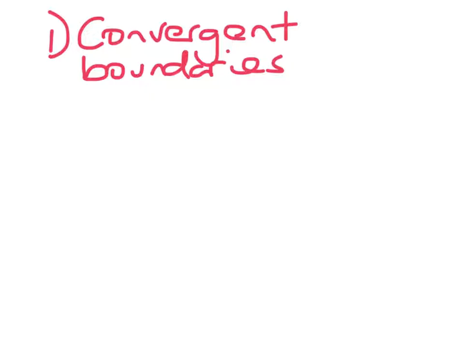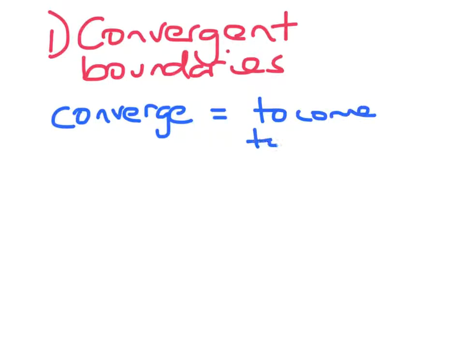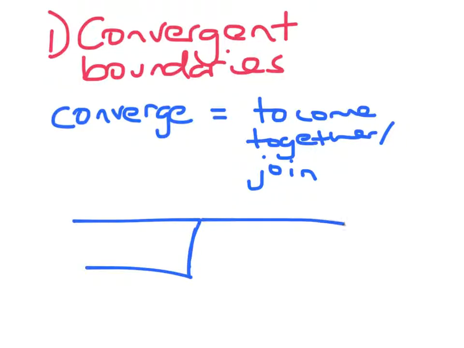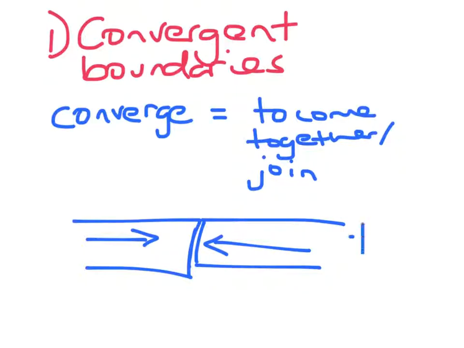Okay, so the first one is called convergent. This comes from the word converge. And the meaning of the word to converge means to come together or to join. So when we talk about a convergent boundary, what we're talking about is two tectonic plates actually moving together, like so. Now these two plate boundaries are very thick, so these would be continental.